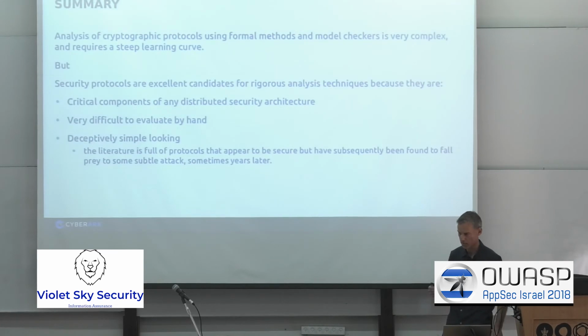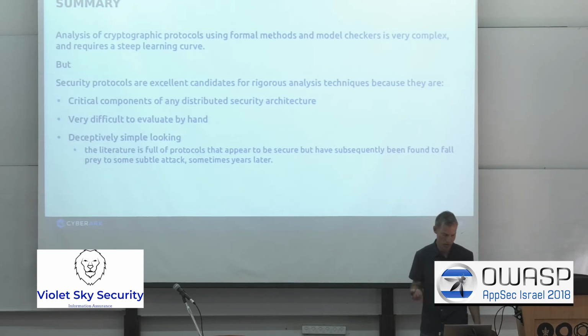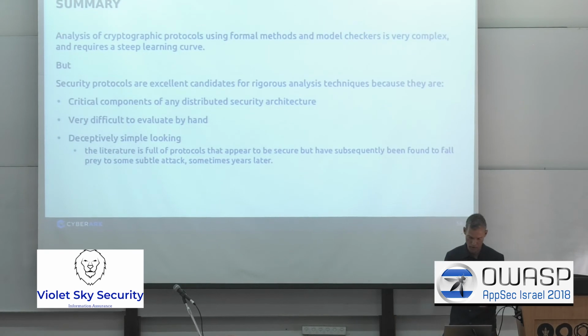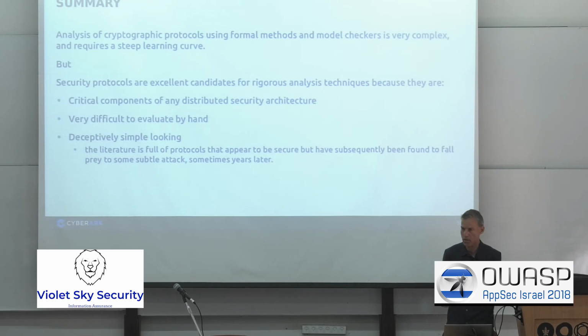So, for summary: analysis of cryptographic protocols using formal methods and model checkers is very complex and requires a steep learning curve. I showed you this, but there's a lot to learn. If you want to go into that field, there's a lot of learning to do. But I think this is necessary because security protocols are excellent candidates for rigorous analysis. We saw before, these are huge systems. It's almost impossible to test and check them by hand. And if you want to be a researcher and find issues, I think you should go for model checking.